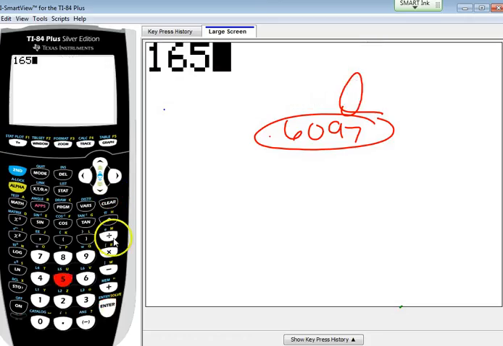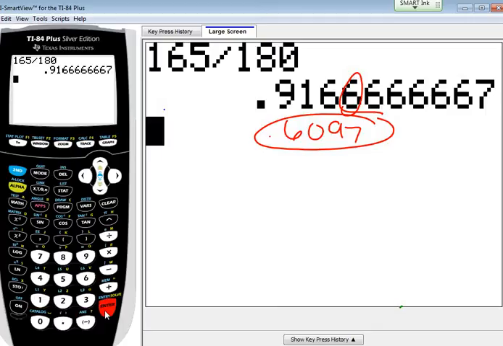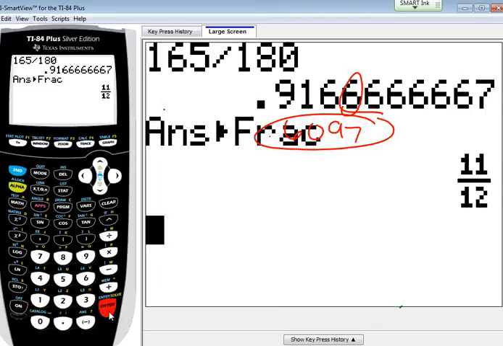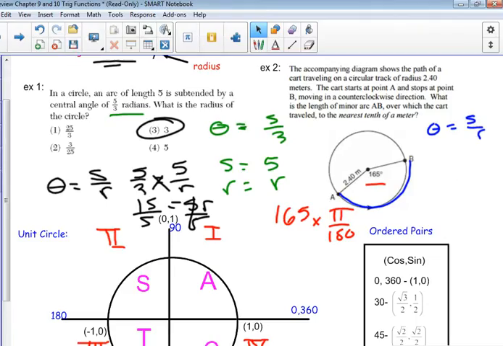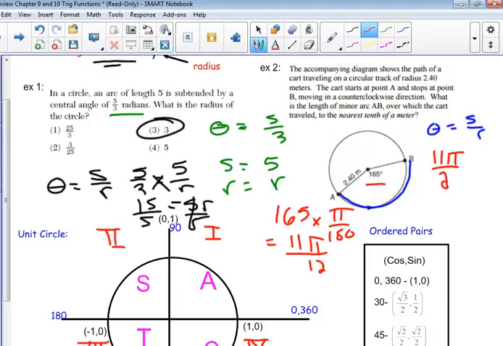So 165. Did you get 11 pi over 12? Okay, great. So my theta is 11 pi over 12. Now what's the arc? What's the S? The length. Do we know what it is? No. This is your arc. That's your S. Do you know what the AB is? No, so that's going to stay S. And the radius is 2.4.